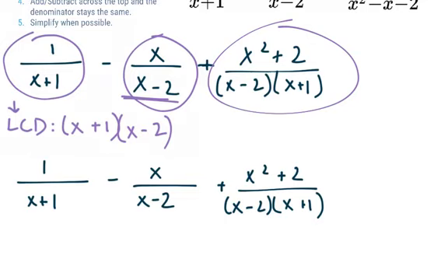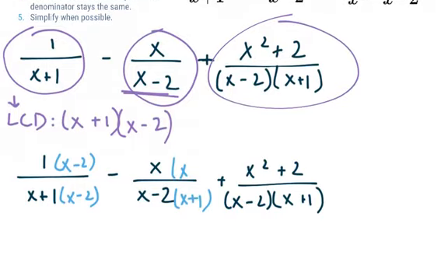All right, so if I look at my first fraction, I'm missing the x minus 2 from the denominator, so I need to add it to the top and bottom. If I look at my second fraction, I'm missing the x plus 1. So I multiply the top and bottom by x plus 1. And then my third fraction isn't missing anything. And now notice all 3 terms have a common denominator.